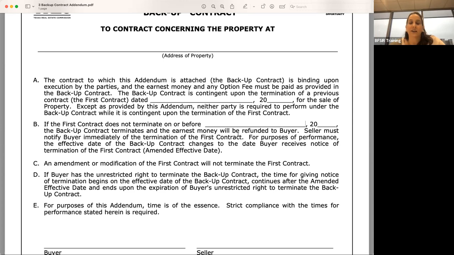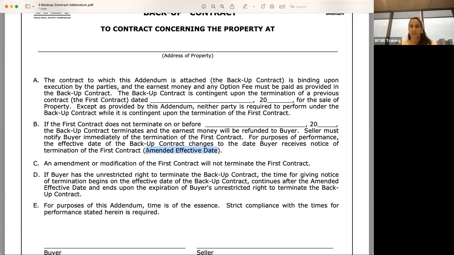The backup contract terminates in earnest. So if you get in backup and the first contract does not terminate on the closing date and it closes, then this contract will terminate automatically and your earnest money gets refunded. If the first contract does terminate, then the seller must notify the buyer immediately. And the day that the seller gives notice to the backup buyer that the first contract terminated becomes the new actual effective date for the contract. And that's the date that all of your dates start counting from, your option and your financing and your delivery of other documents. Does that make sense?